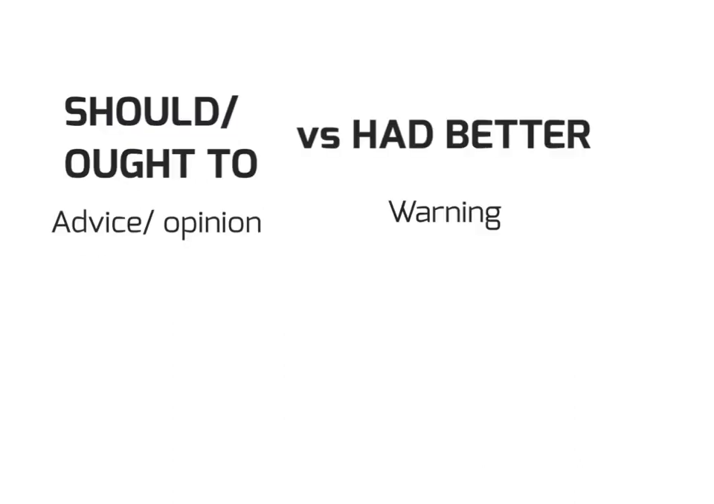Now, let's see the difference between should, ought to, and had better. Had better is not a modal verb, but like modal verbs, is followed by the infinitive without to. As I said before, we use should and ought to give a piece of advice or to give our opinion. But we use had better for warnings. So this is a stronger meaning.